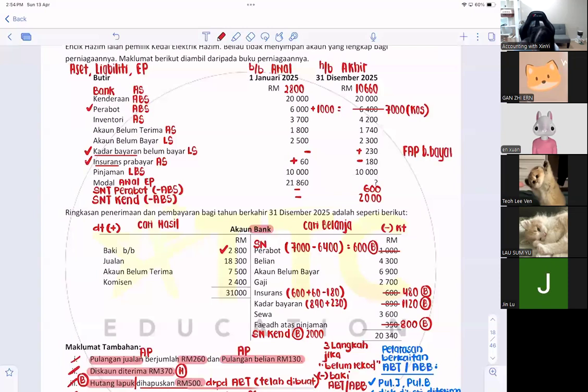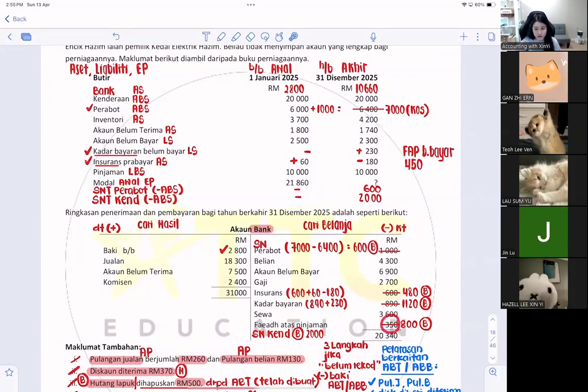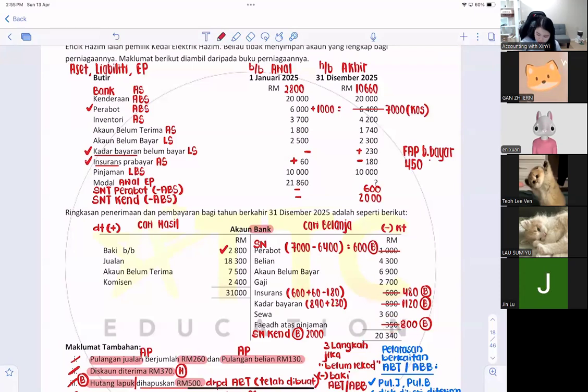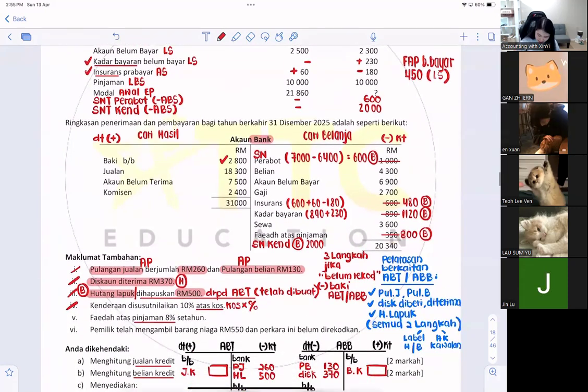FAP belum bayar. Faedah atas pinjaman belum bayar of 450. So how did I know it to be 450? Because at first I paid 350 ma. So now if the actual amount is supposed to be 800, the difference is 450 lah. So that is what you still owe. Liability semasa. Okay, right. So we are done with the second last pelarasan, and now it's the final one already.